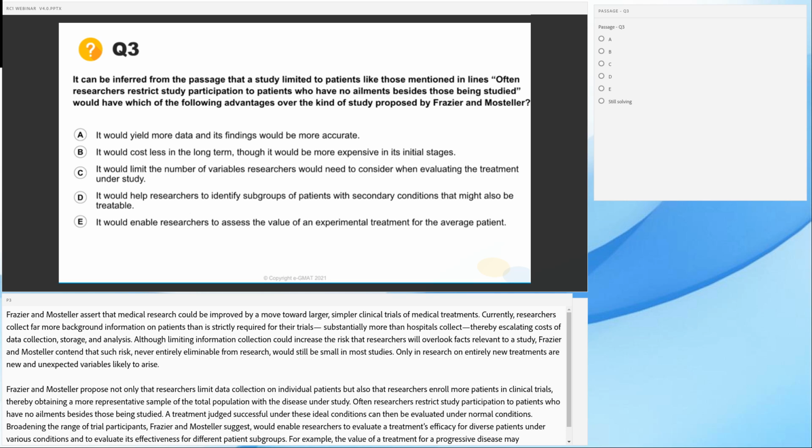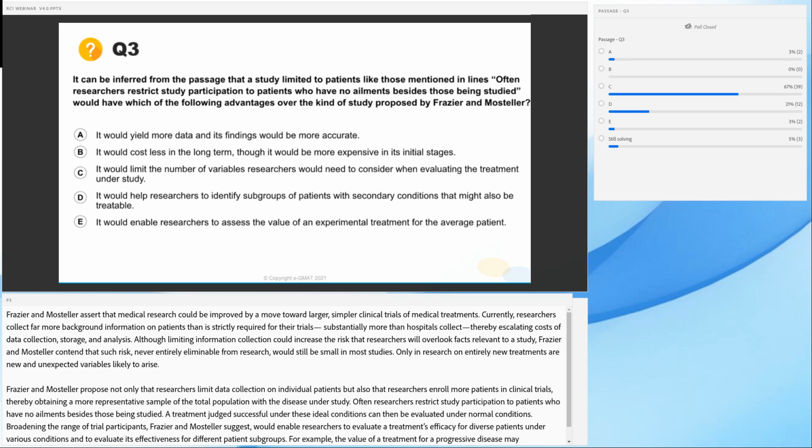Okay, 80% of the group is done. Get those answers in. 3, 2, and 1. I'm going to end the poll. You guys did really well on this one.